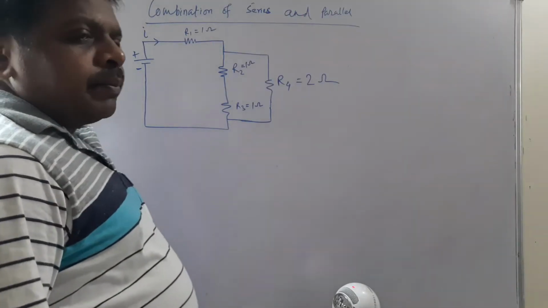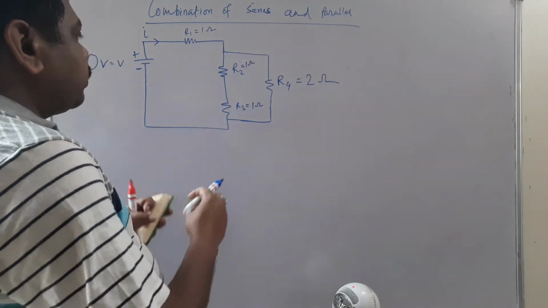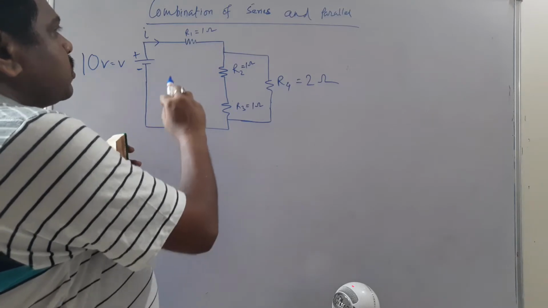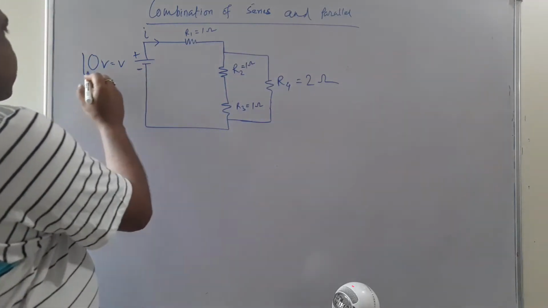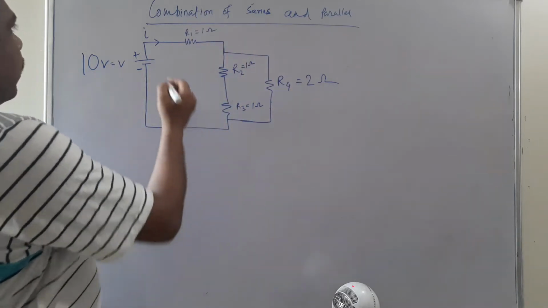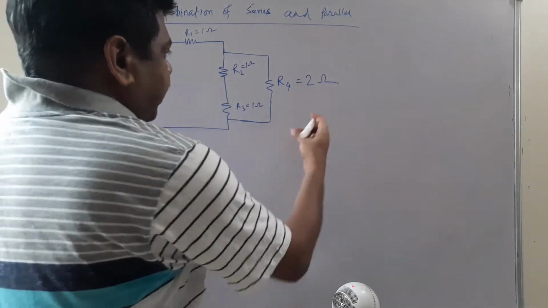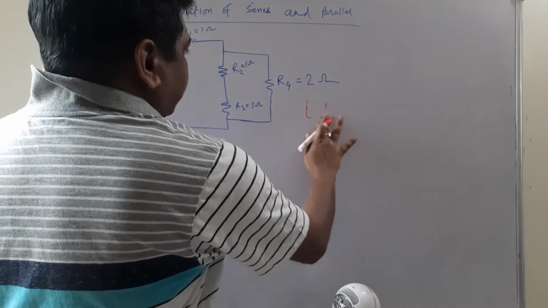In previous two classes, I have explained about series and parallel resistance. Now let's try to solve a problem. That problem contains both series and parallel resistance. So this is a voltage source 10 volt and this is your circuit. We have to find out I. So this is the question. Try to solve this problem. You have to find out I.